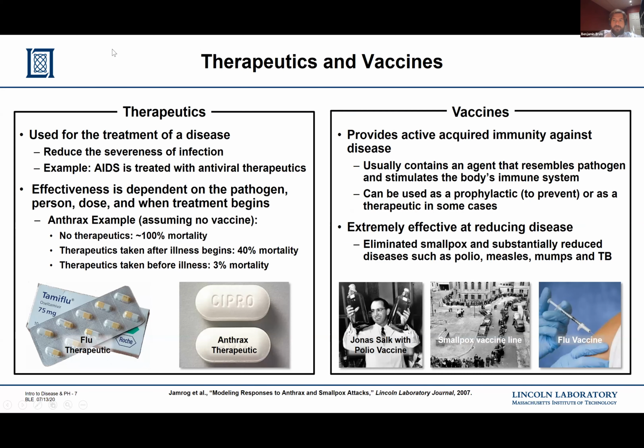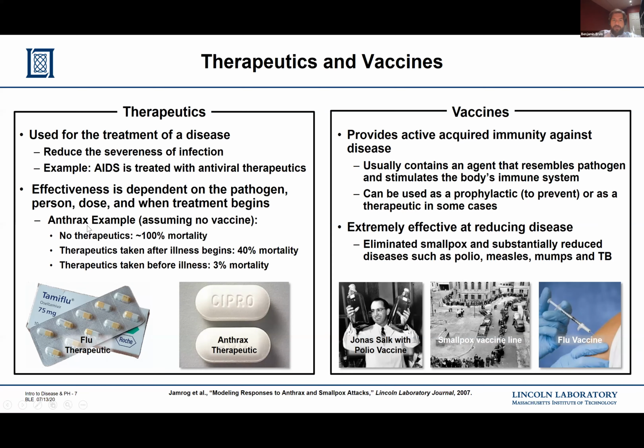So as I mentioned, if you are sick, you go and get therapeutics and vaccines. So in this case, we're gonna start on the left side here with therapeutics. These are used to treat a disease. It reduces the severeness of infection. So something like AIDS, you don't actually cure AIDS at this point. You treat it with antiviral therapeutics. And the effectiveness is dependent on the pathogen that you're talking about, the person, the dose, when treatment begins. And in general, the sooner you can start treating yourself with a therapeutic, the better the outcome.